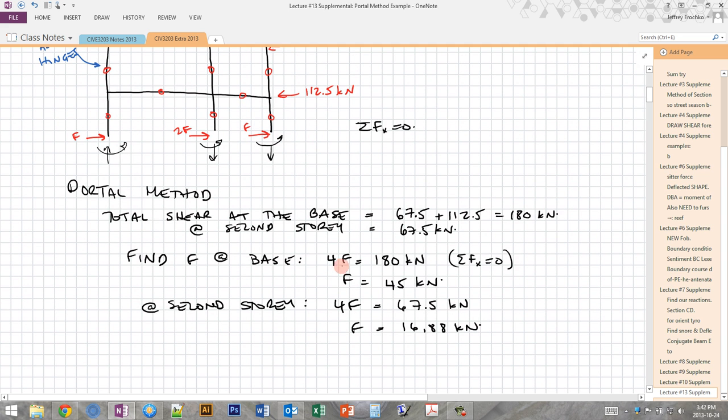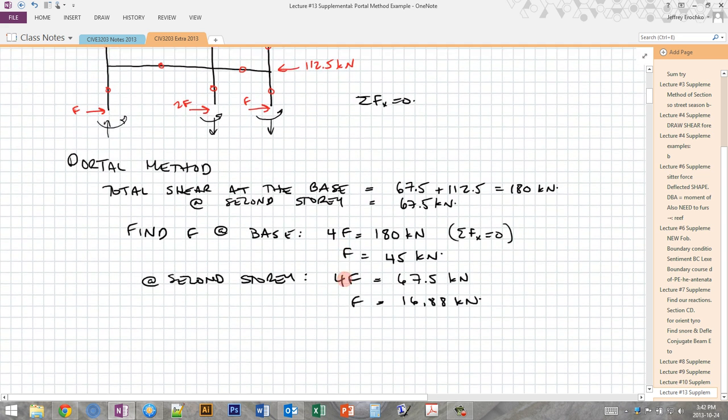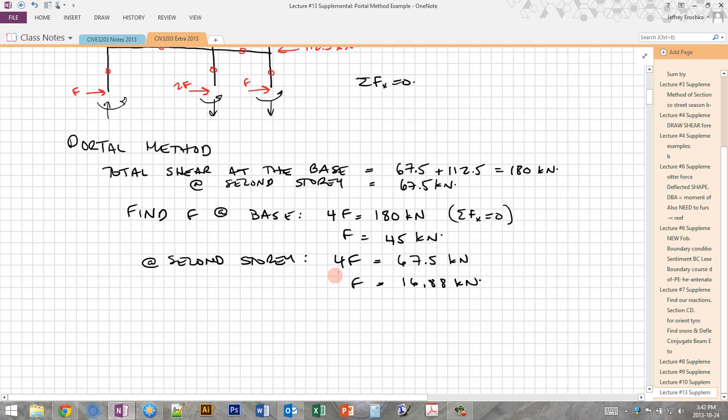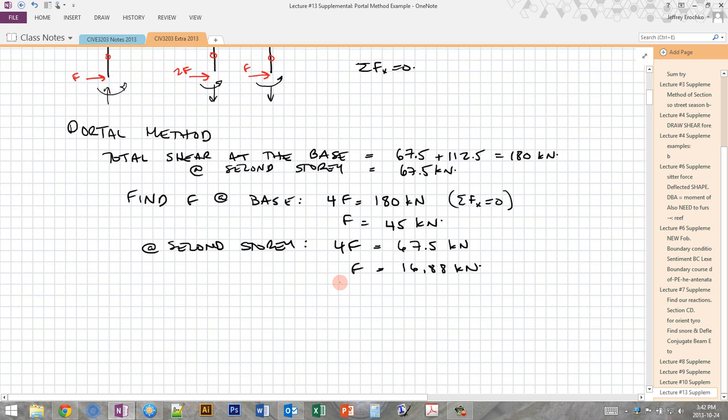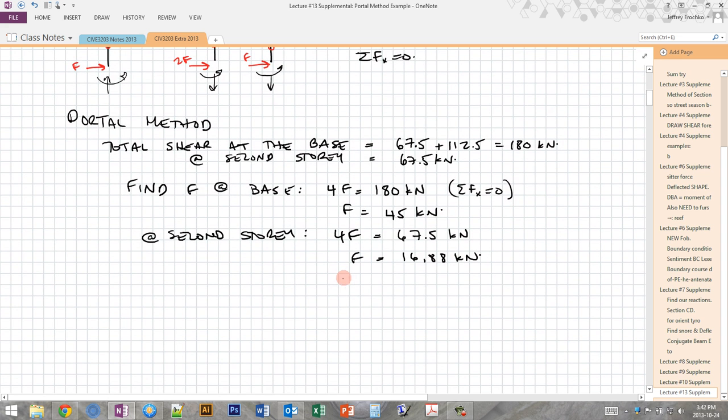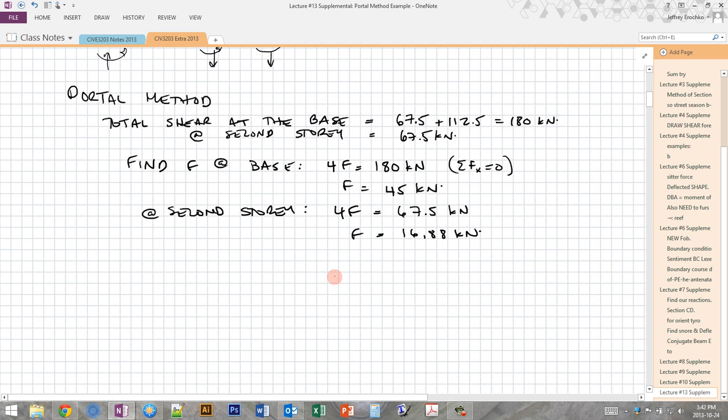So then once we've found those column shears, then we've done basically all of the conceptual work that goes into the portal frame analysis. And from here, everything is basically just a simple determinate analysis where we have to find all of the rest of the unknowns. And it's best to go about this in a somewhat systematic way. So I'm going to start with the second story. With these questions, it's a good idea to start at the top of the building and work your way down. So start at the second story.